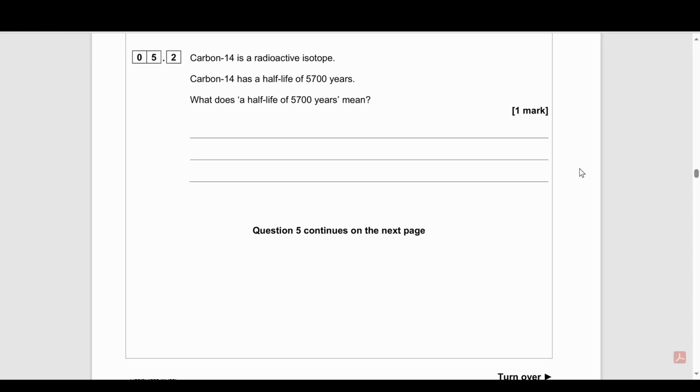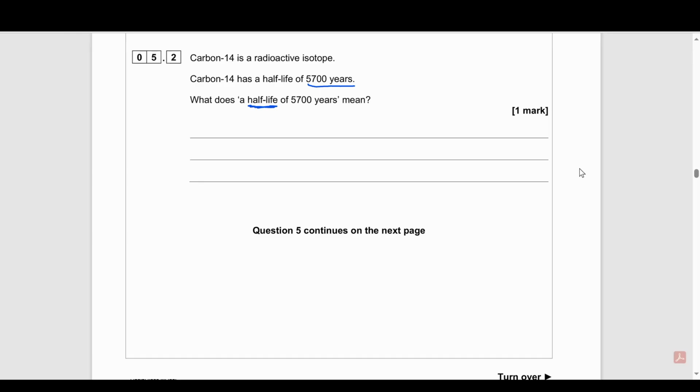Carbon-14 is a radioactive isotope. Carbon-14 has a half-life of 5,700 years. What does a half-life of 5,700 years mean? So we need to know the definition of half-life. That's really what the question is asking us.